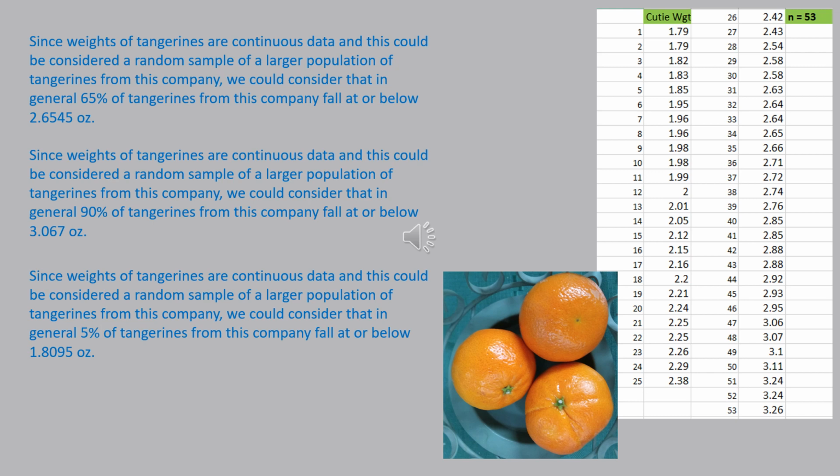Adding some meaning to the values we just found, since weights of tangerines are continuous data, and this could be considered a random sample from a larger population of tangerines from this company, we could say that 65% of the tangerines from this company fall at or below 2.6545 ounces. And 90% fall at or below 3.067 ounces. Whereas only 5% fall at or below 1.8095 ounces.